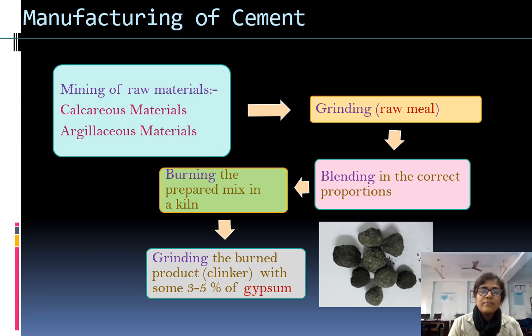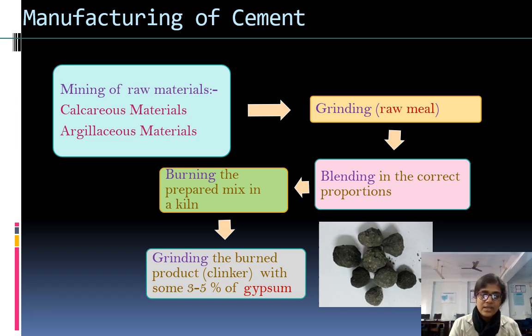First is mining of the raw materials. What kind of materials? Calcareous materials and argillaceous materials. Now these materials are ground into a fine powder, which is known as the raw meal. Then it is blended in correct proportions. Whatever is needed is blended, and then it is burned.